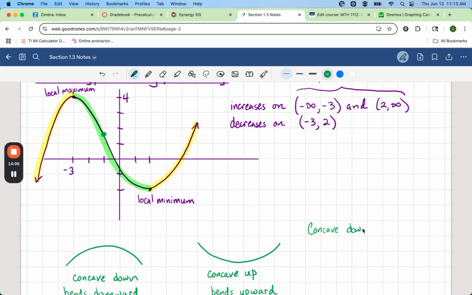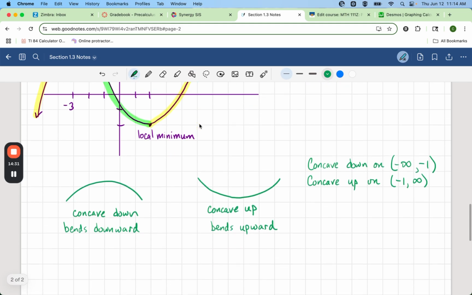on the interval. We do intervals just like we did for increasing and decreasing, from -infinity to -1. That graph is concave down. It is concave up on the interval from -1 to infinity, because starting at -1, the graph bends upward.